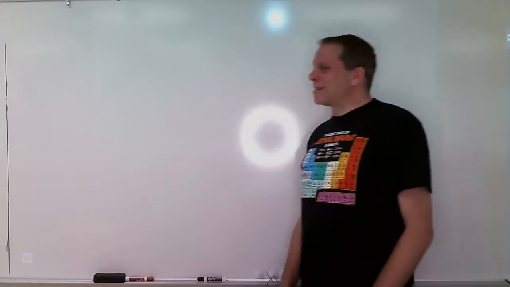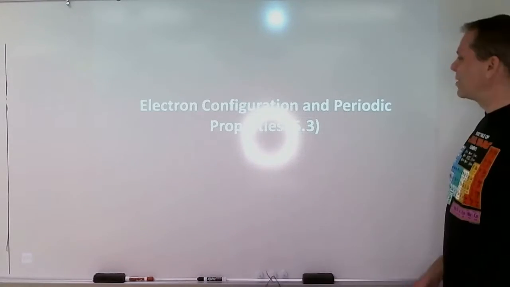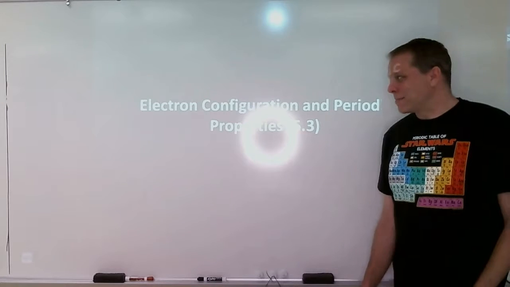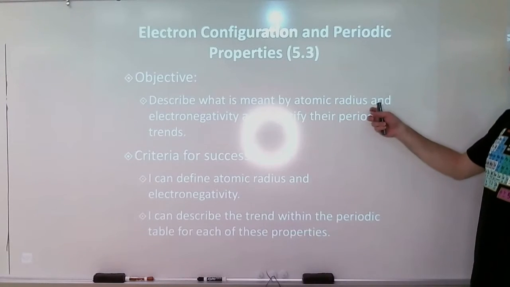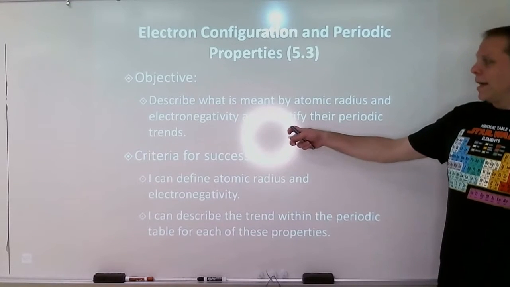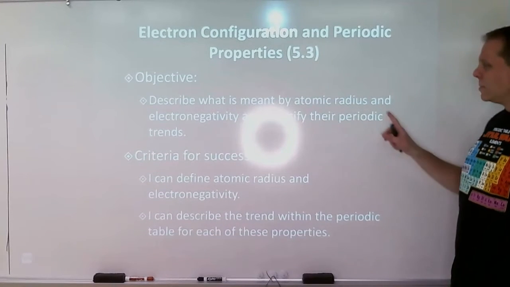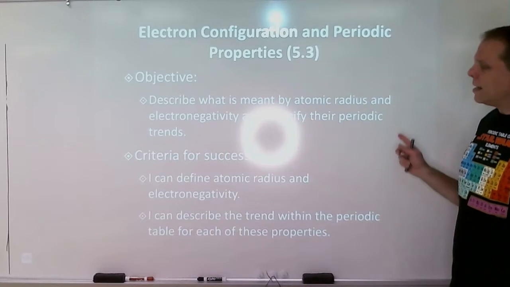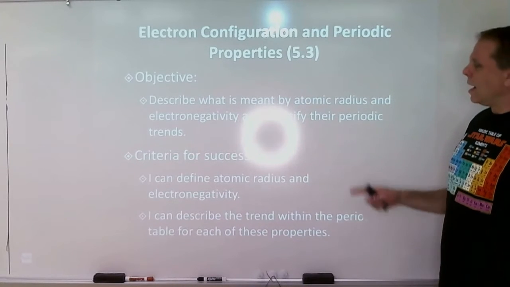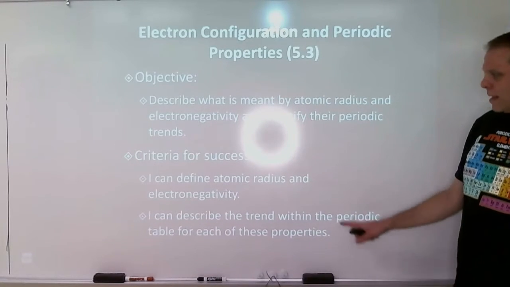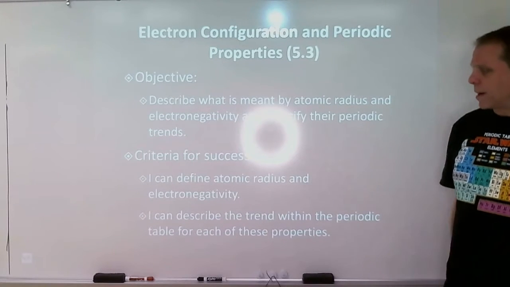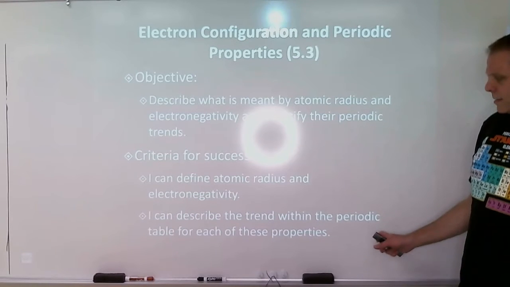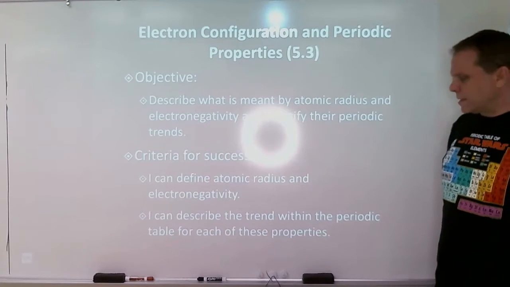Okay, so let's see what we're talking about today. Electron configuration and periodic properties. Our objectives today are to look at the atomic radius and electronegativity and look at the trends that we see on the periodic table for atomic radius and electronegativity. So your success as you walk out of here can be to define the atomic radius and electronegativity and to describe the trend within the periodic table for each of these properties.